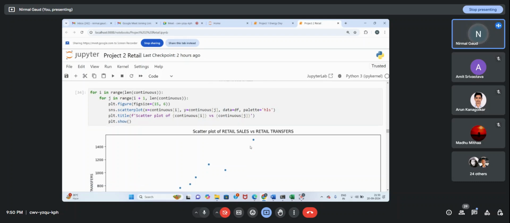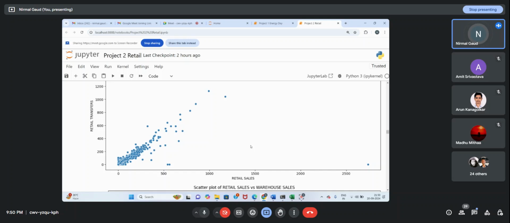One question came to me: sir, you are talking about retail transfer and retail sales. You can see this is a scatter plot between retail transfer and retail sales, and you can see a straight line. So from here it is clear that retail sales and retail transfers are directly proportional to each other, and there might be 80% or more correlation between them. So for modeling purposes I need to drop one of them, and if my target is retail sales, I'm going to drop retail transfer definitely.